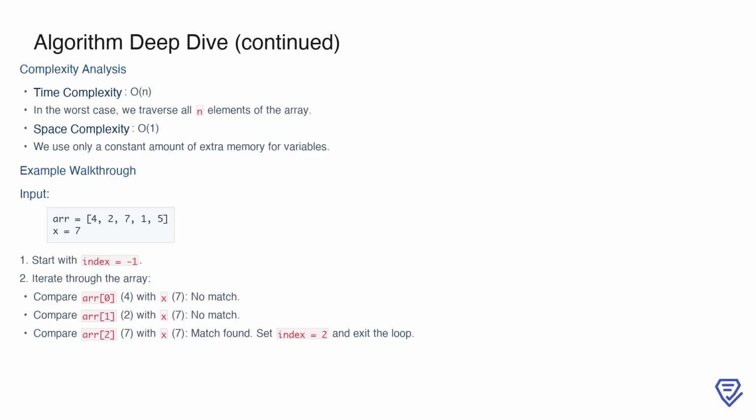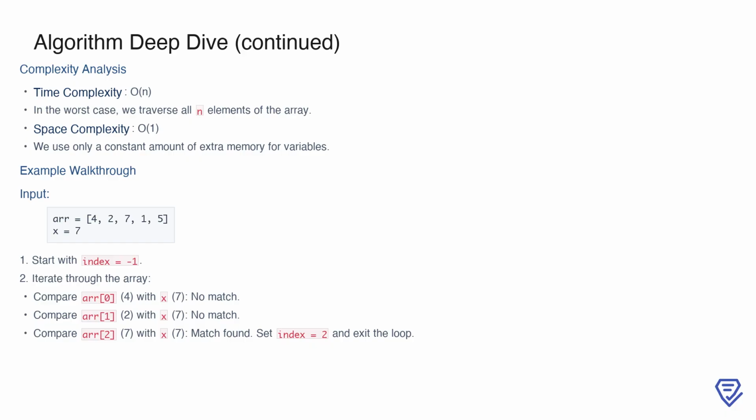This is because, in the worst-case scenario, the algorithm needs to traverse all n elements to determine whether the target value is present. The space complexity is O(1), as the algorithm only uses a constant amount of extra memory for variables like index. To better understand how this algorithm operates, let's walk through an example.